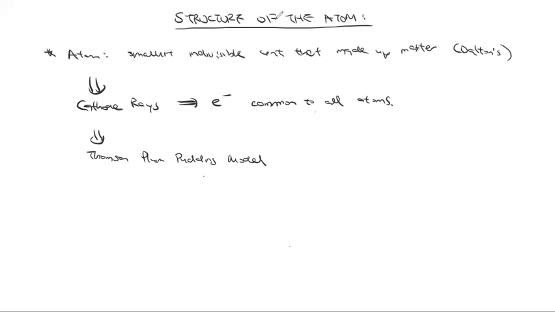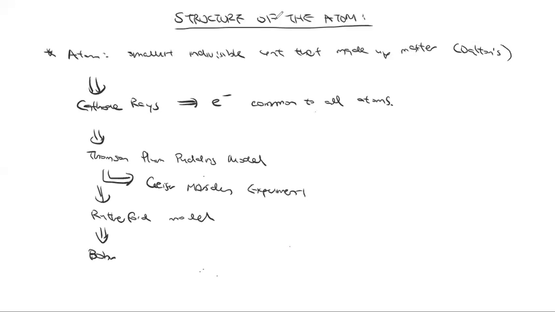Now, the Thomson plum pudding model was then challenged, because we had another experiment, the Geiger-Marsden experiment. And we'll go through these in a little bit of detail. But basically, due to the Geiger-Marsden experiment, you then got upgraded to the Rutherford model. Now, the Rutherford model had some problems. Again, we'll get into that in a moment. And that got upgraded to the Bohr model.